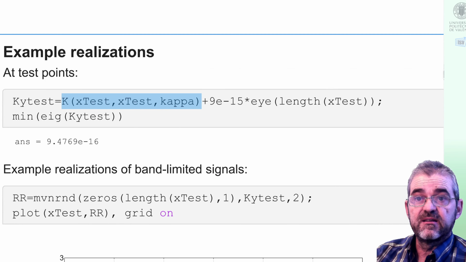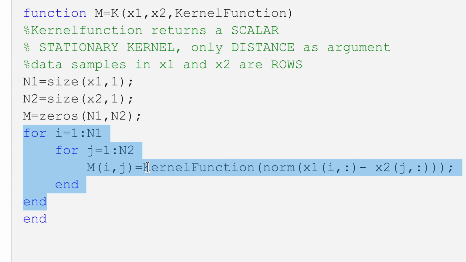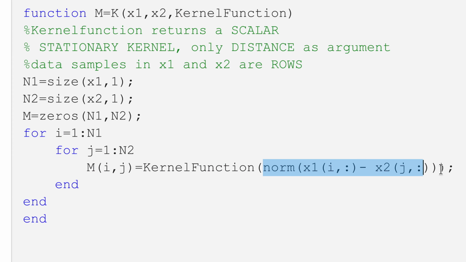This capital K is just the standard Gaussian process regression covariance matrix computation, in which, for all possible pairs on these two inputs, which in our case are just the same, I evaluate the kernel function, taking as argument the distance between the points I am calculating covariance of, because in stationary Gaussian processes, covariance depends on distance.